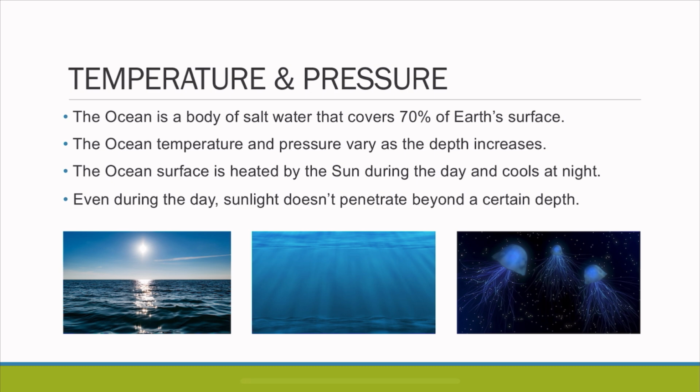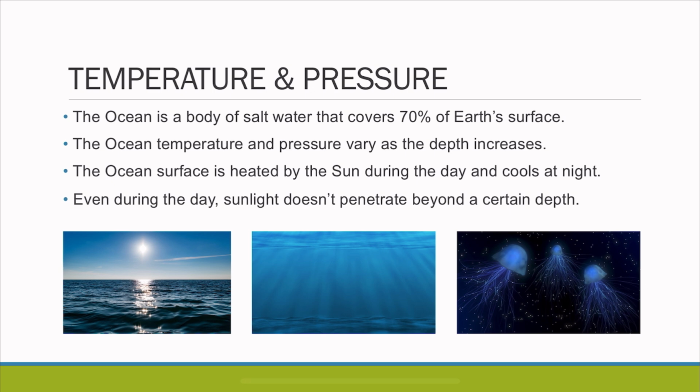So ocean, what is an ocean? It's a body of salt water. It covers 70% of the Earth's surface. The ocean's temperature and pressure vary as the depth increases. The ocean surface is heated by the sun during the day and it cools at night. So here are three pictures depicting different regions of the ocean.